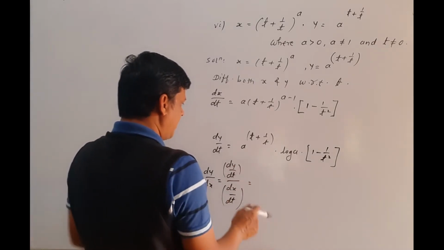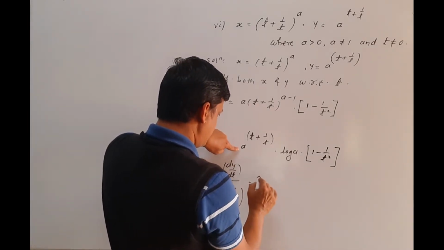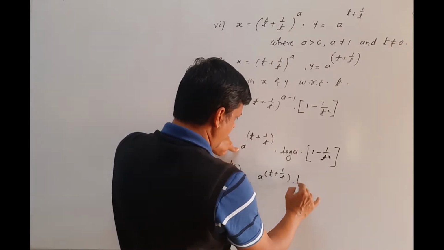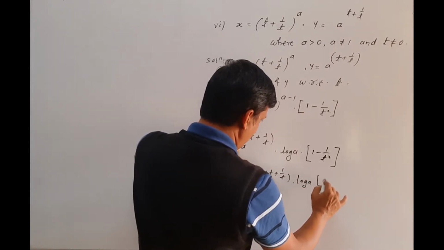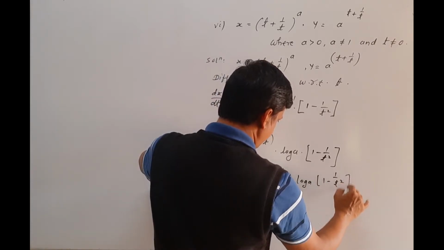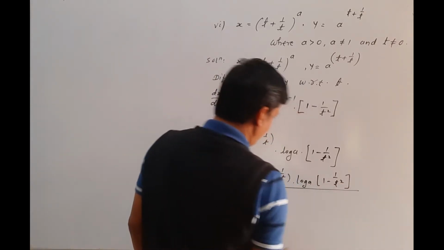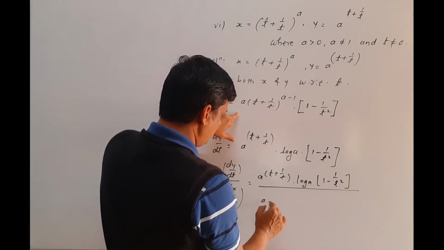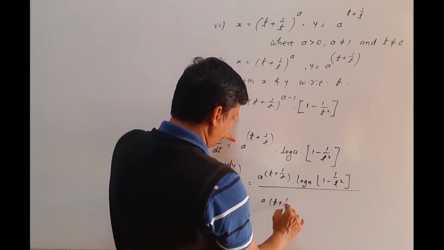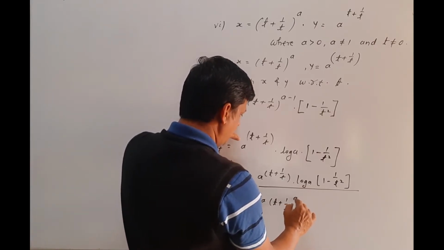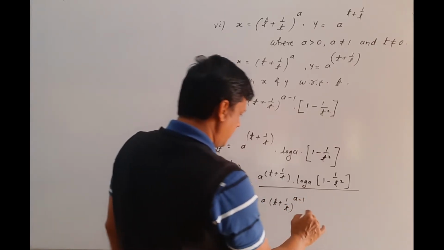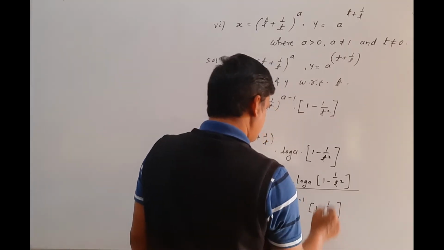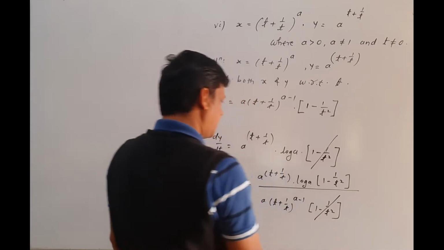Replace the value of dy by dt as a raised to the power t plus 1 by t into log a into 1 minus 1 by t square, upon dx by dt as a into t plus 1 by t raised to the power a minus 1 into 1 minus 1 by t square. So this 1 minus 1 by t square gets cancelled.